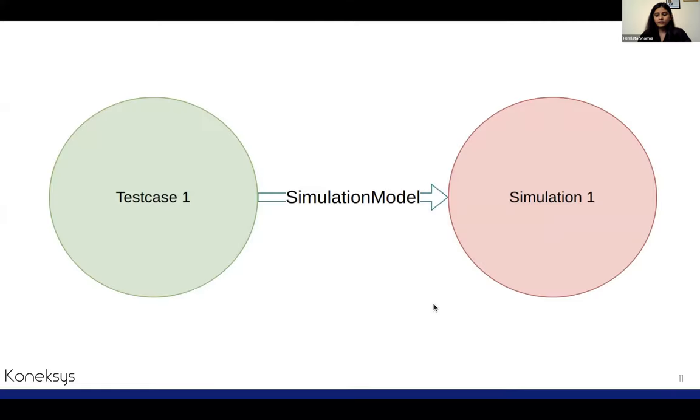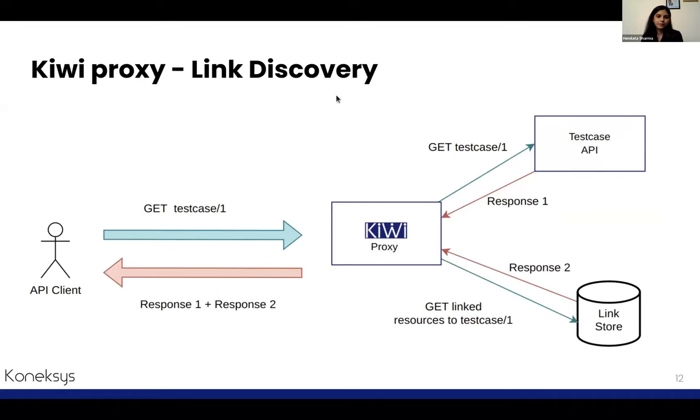So I said that the Kiwi proxy provides two endpoints. We already saw how the Kiwi proxy provides the link creation endpoint. Let's have a look at the link discovery endpoint that the Kiwi proxy provides. Now, link discovery means you're reading data. Therefore, the Kiwi proxy exposes a GET endpoint for this.